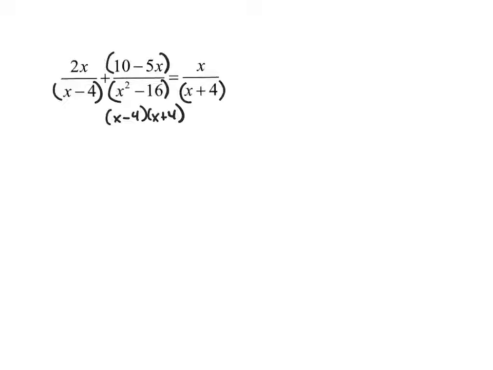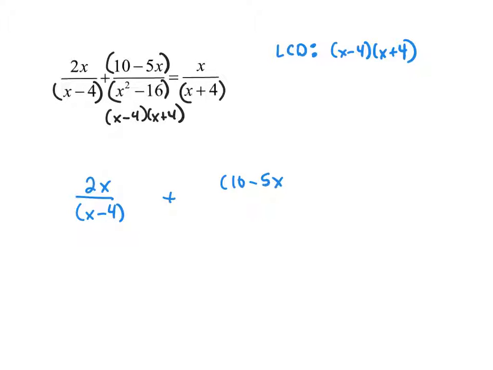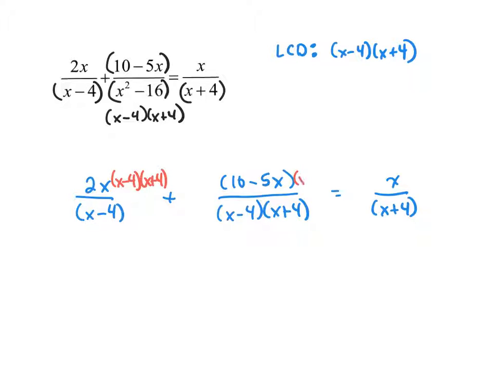Because otherwise, if you treat that as an independent one, you have a huge LCD. But now, if I look at all the terms that are in any of the denominators, it's simply x minus 4 and x plus 4. This LCD contains all the factors from the denominators, and that'll make the problem much easier, obviously. So we have 2x over x minus 4, plus 10 minus 5x over x minus 4 times x plus 4, and we have x over x plus 4. So I'm going to multiply x minus 4 times x plus 4 to all these terms.